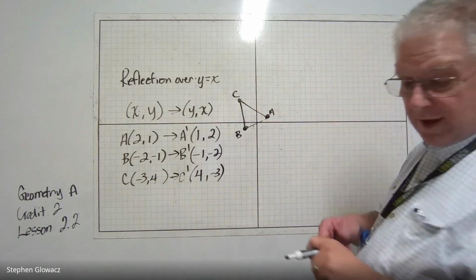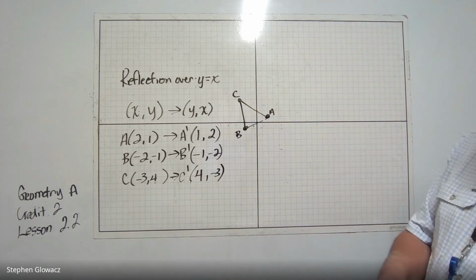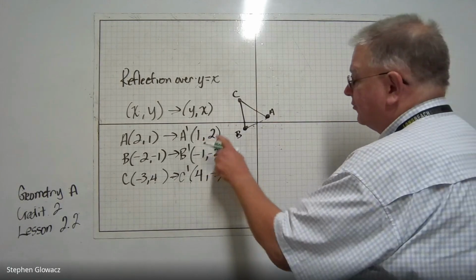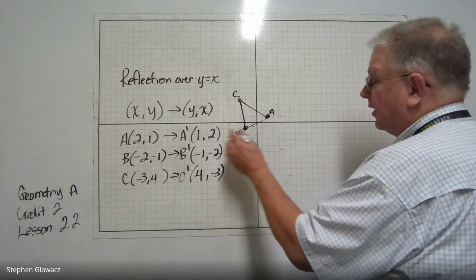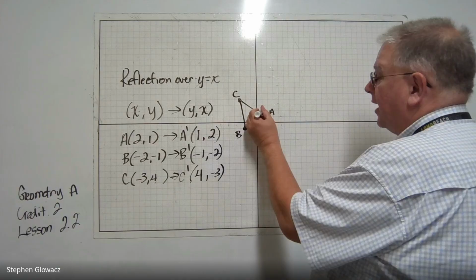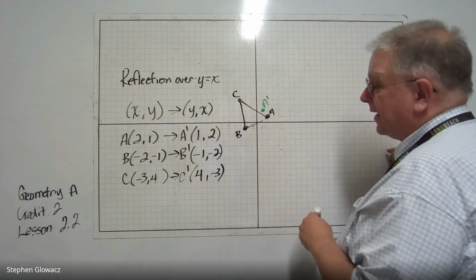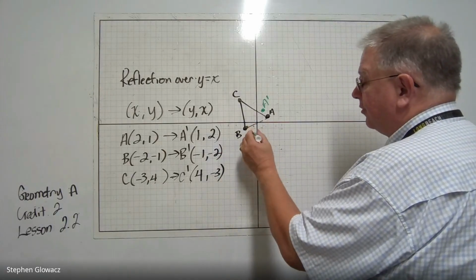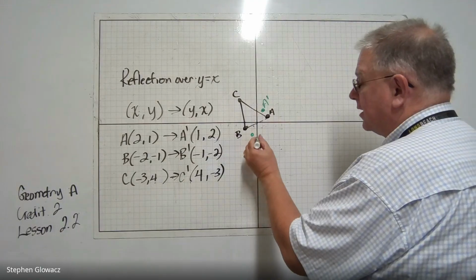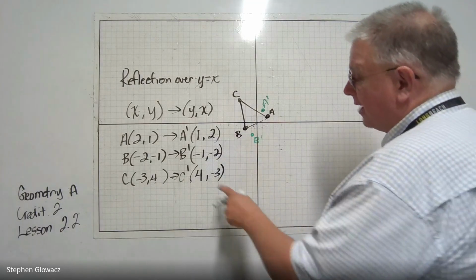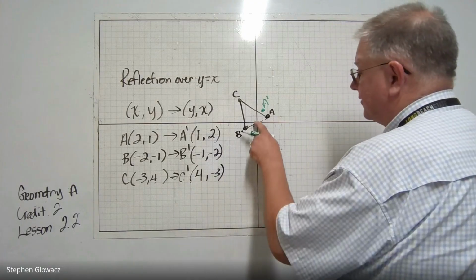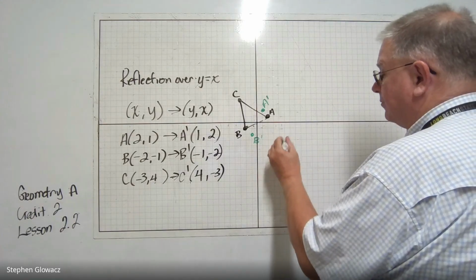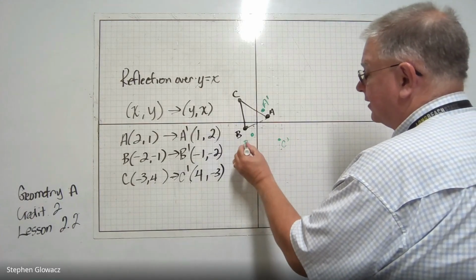And so let's go ahead and plot those points. We'll do that in a different color, just so that it hopefully stands out. A prime is at 1, 2. So 1 to the right and 2 up. That'll be our A prime. B prime is at negative 1, negative 2. So that'll be our B prime. And then finally, C prime is at 4, negative 3. So that would be 4 to the right and then 3 down. And that would be our C prime.